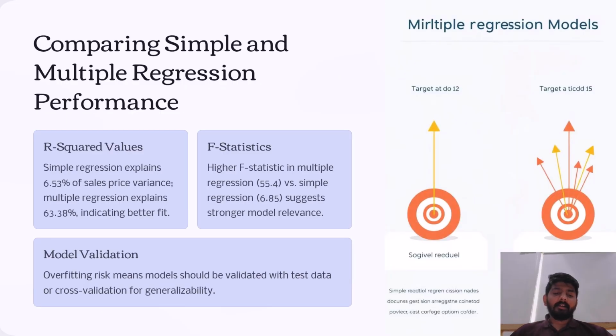On this slide, we can see a comparison of simple and multiple regression. Comparing both models, the multiple regression clearly performs better. It explains 63.38% of price variation compared to just 6.53% from the simple model. The higher F statistic also shows multiple regression is more statistically relevant. However, we must be cautious about overfitting and should validate the model using a new dataset or cross validation.